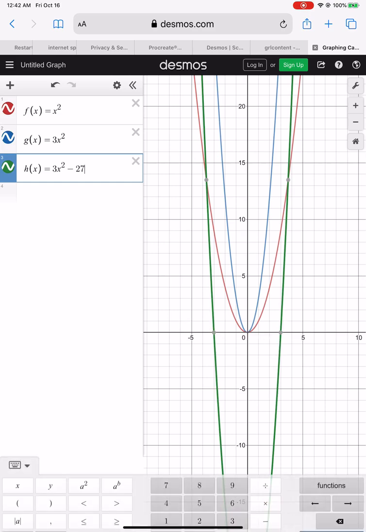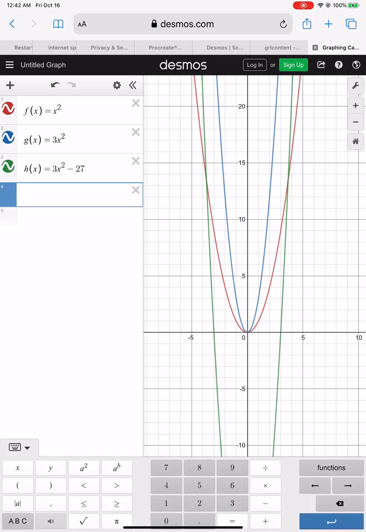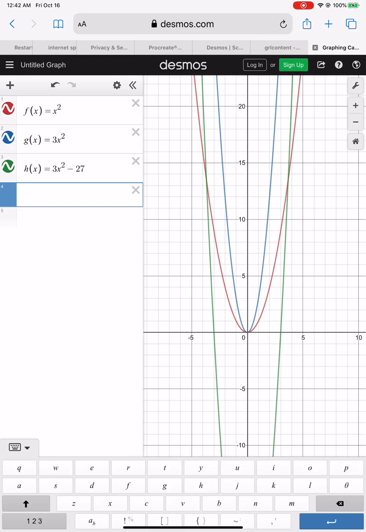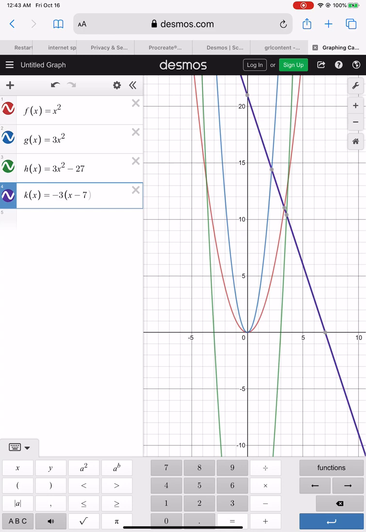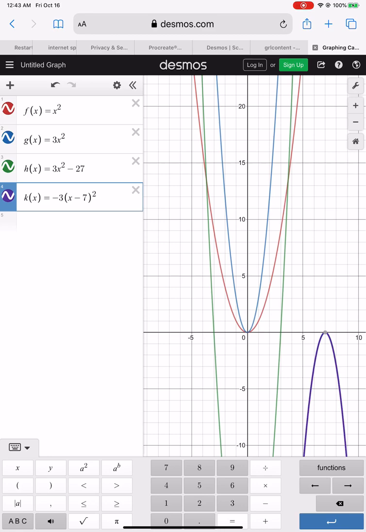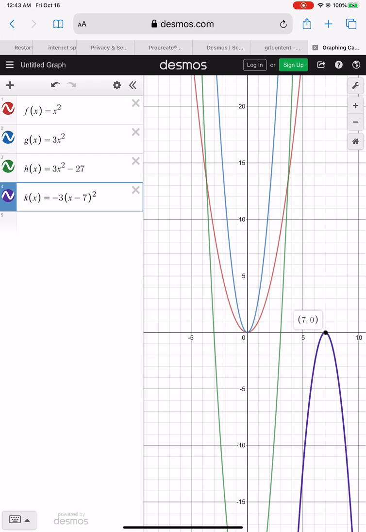And then for the next one, I'm going to graph the k function. k of x equals negative 3 times the quantity x minus 7, squared. The purple graph represents this one. The purple graph is going to be upside down because of the negative 3, and it is also stretched 3 times vertically. And for the root, it's going to be x equal to 7.